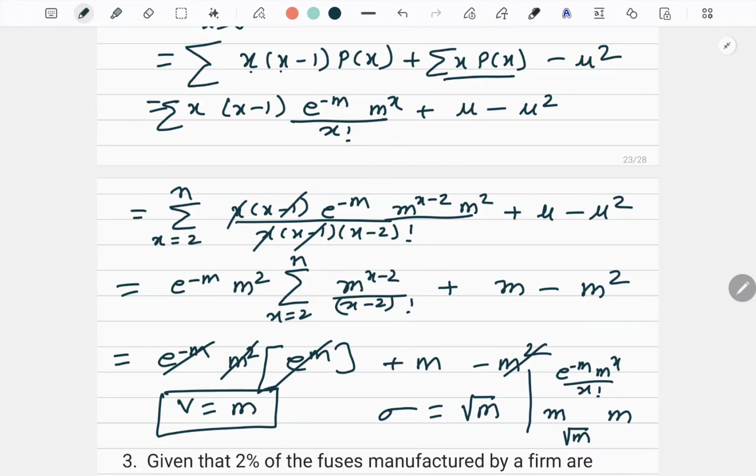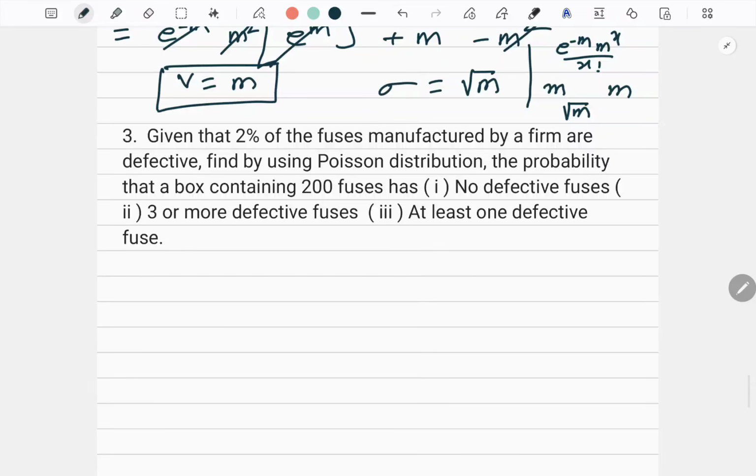Okay. So now let's come to the next question. What is the question? Given that 2% of the fuses manufactured by a firm are defective. 2% means what? Probability is equal to 2 by 100. That is 1 by 50. Correct? Now remember, in Poisson's distribution, my target is to get m because the formula has m. So p I got. Now find by using Poisson's distribution the probability that a box containing 200 fuses has.